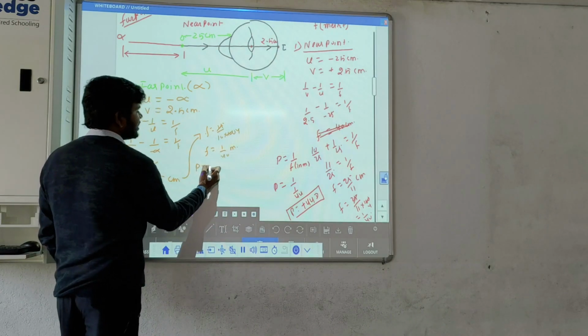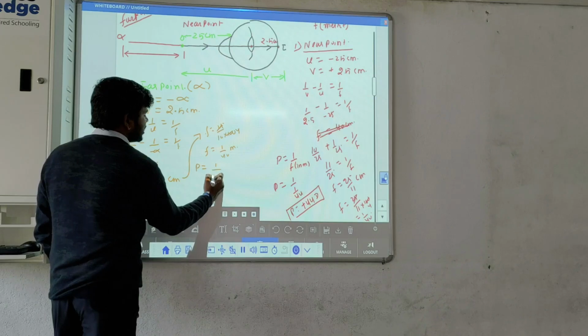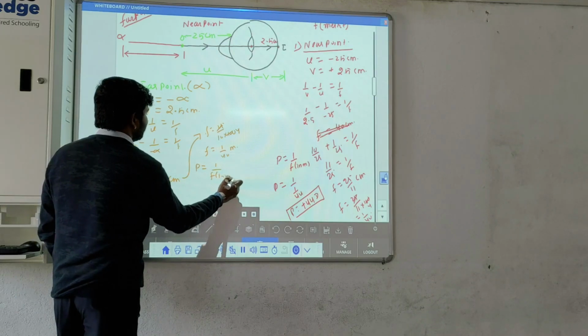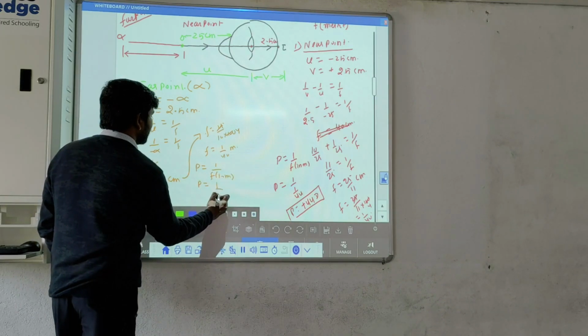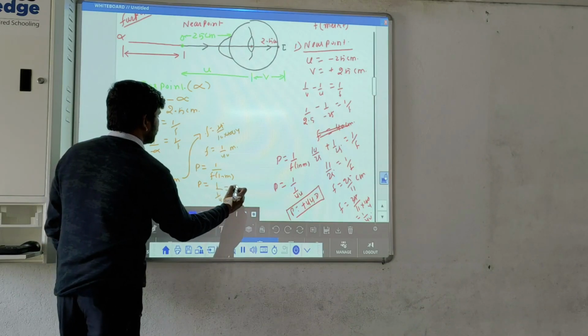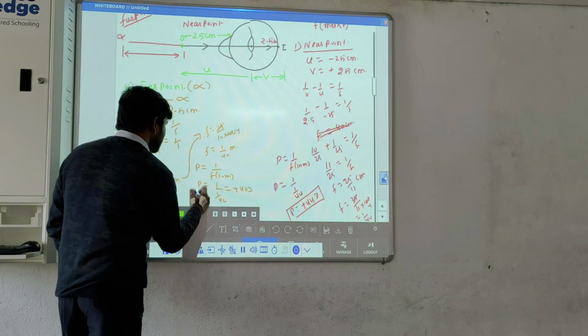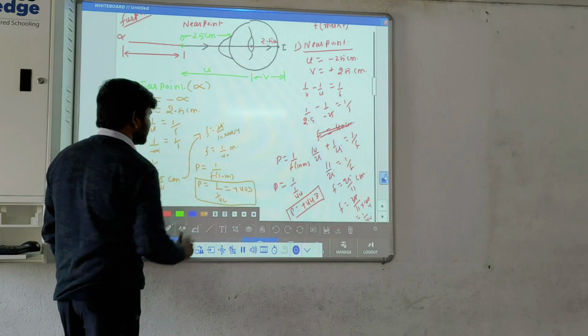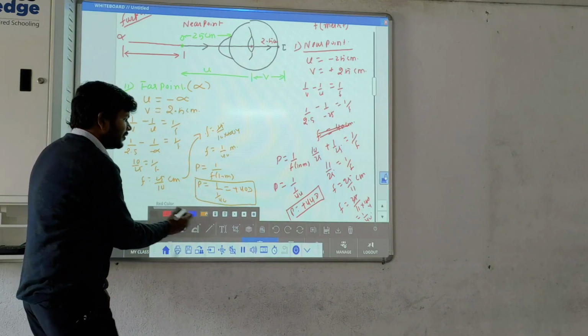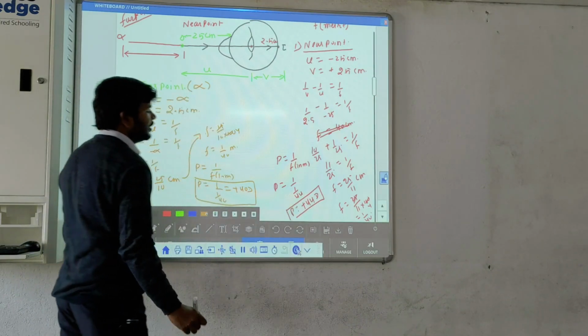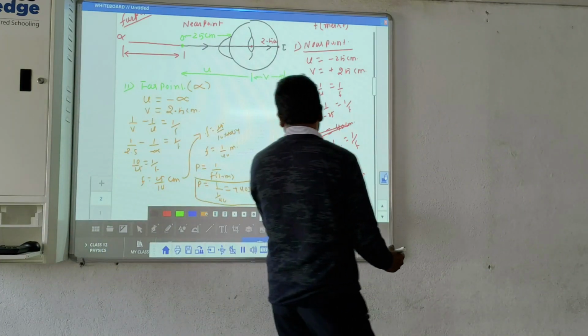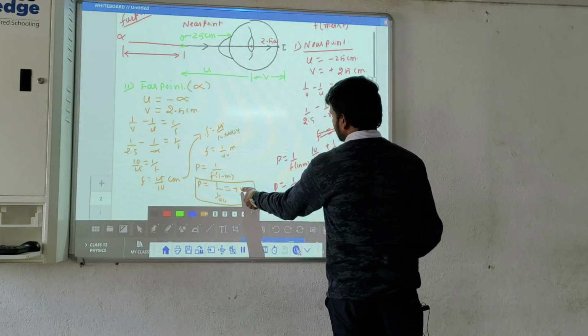So power in this case will be the reciprocal of the focal length, which must be in meter. So P will be equal to 1 by 1 upon 40, so it will be equal to plus 40D. So this is the power when the object is placed at the far point, and the power we calculated when the object is placed at the near point is plus 44D. So plus 44D and plus 40D.